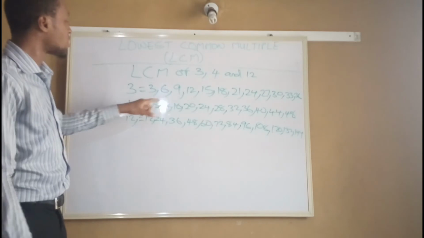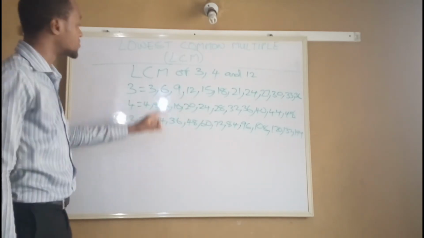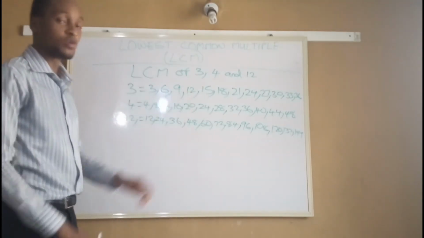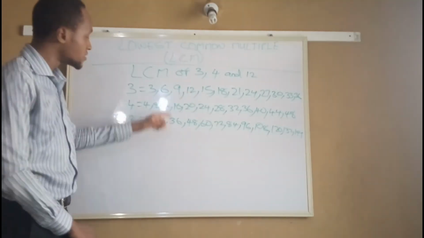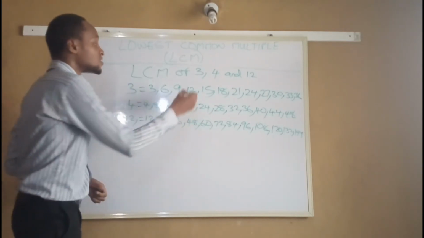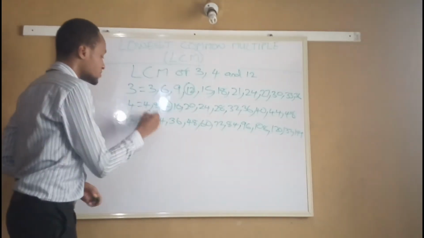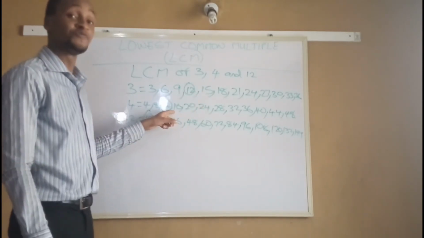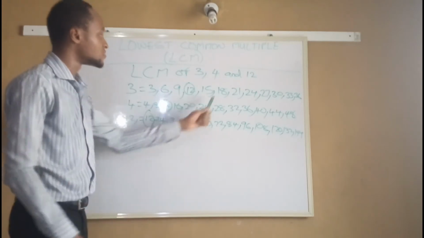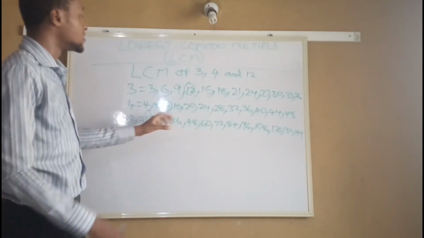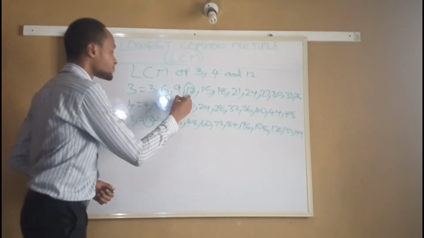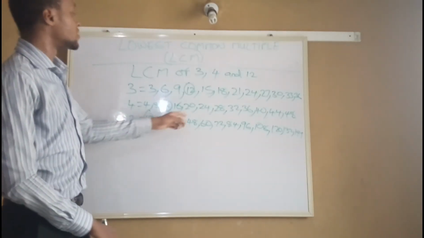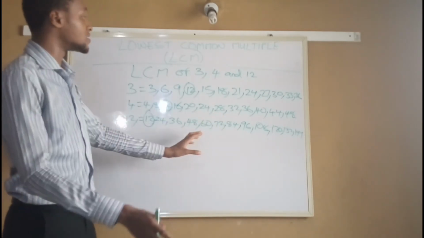You get to 6. Do you have 6 here? No, it's not a common multiple. 9, there's no 9 here, neither is it here, it's not a common multiple. We come to 12. There is 12 here, we have 12 here, and we have 12 here, so it is a common multiple. We come to 15. We have 15 here, and there is no 15 here, so it's not a common multiple. 18. There's no 18 here, so it's not a common multiple. We look at 21. There is no 21 here, neither is it here, it's not a common multiple.